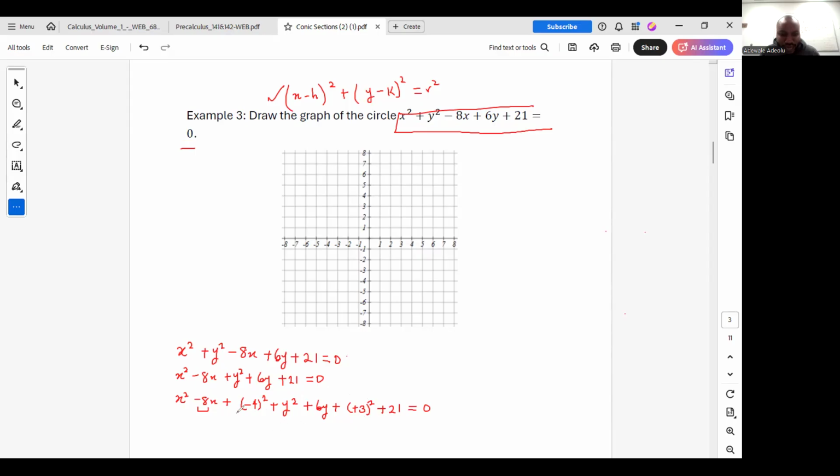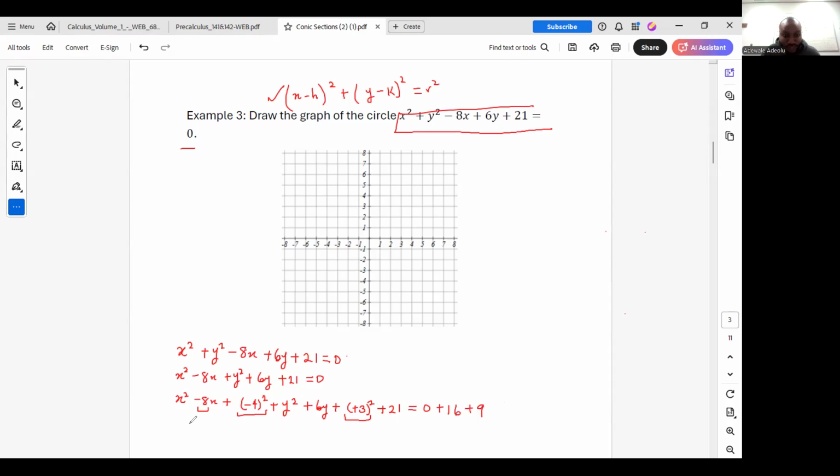However, remember that I am adding some stuff here. I have created an imbalance. So I need to add that same quantity to the right-hand side to maintain balance. So here I'm adding 16, so I need to add it here. And at this point, I'm adding 9, so I need to add it here.